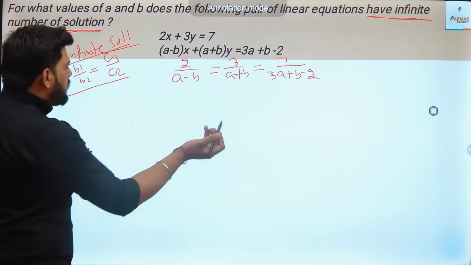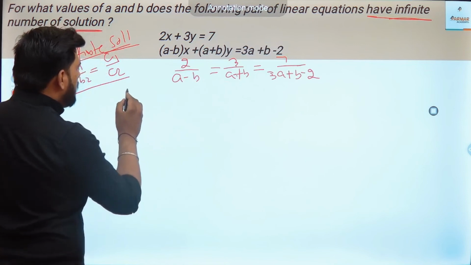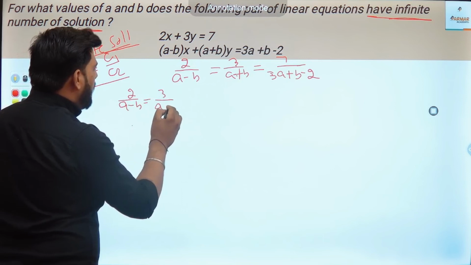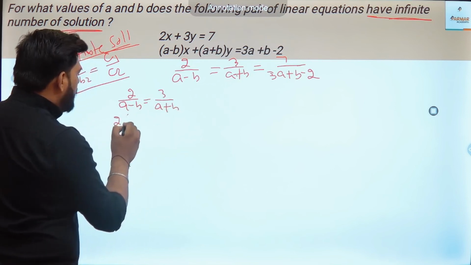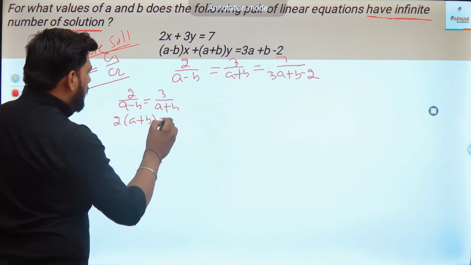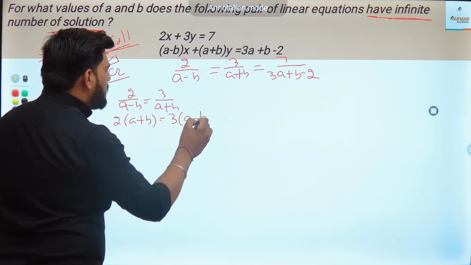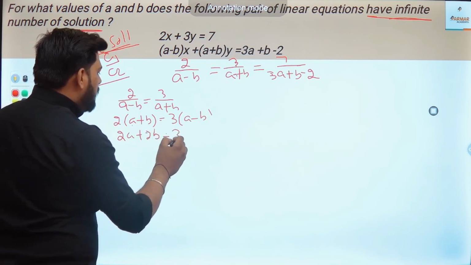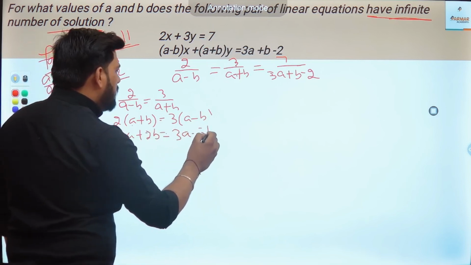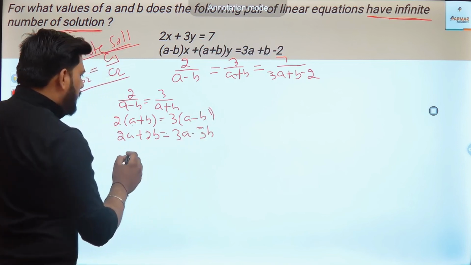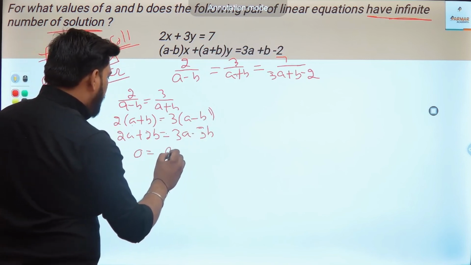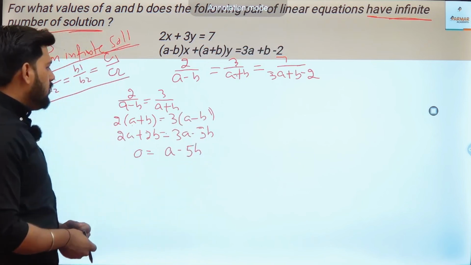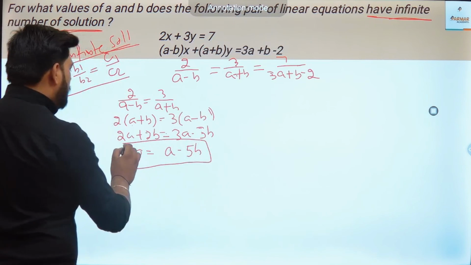Now let's first equate the first two members, that is 2 upon a minus b is equal to 3 upon a plus b. That will give us 2 into a plus b is equal to 3 into a minus b, that is 2a plus 2b is equal to 3a minus 3b. That gives us a minus 5b is equal to 0. This is the first equation.